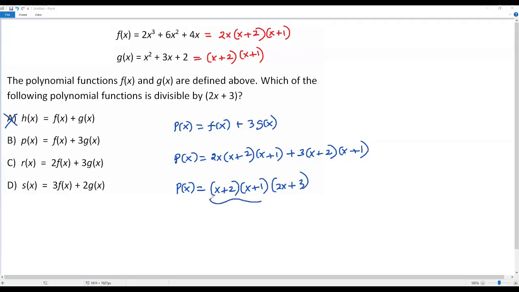Now I have the factor form of the polynomial function p(x) in answer choice B. Clearly, 2x + 3 is one of the factors. Since 2x + 3 is one of the factors of p(x), p(x) is divisible by 2x + 3. So the correct answer choice for this question is B. Since answer choice B is correct, even if we verify answer choices C and D, they won't be correct, so we can reject the other answer choices. The correct answer choice for this question is B.